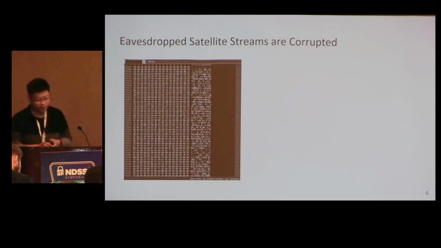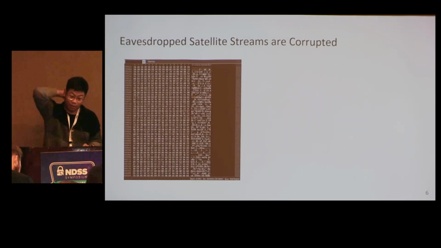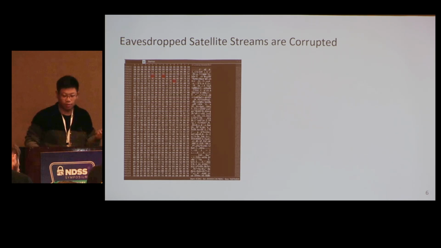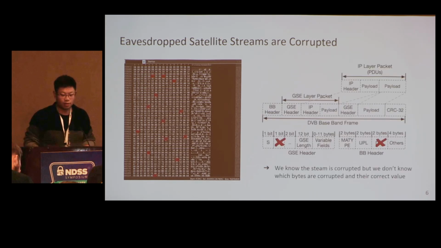So this is an overview of the data that I dropped. Just some random data, random hexes. Unfortunately, some of the hexes are corrupted. For example, maybe these bytes, these bytes, or these bytes. The issue is we know the stream is corrupted because we cannot successfully decode it. But the question is we don't know which bytes are corrupted, and we don't know their correct values, so we cannot decode the whole stream very well.